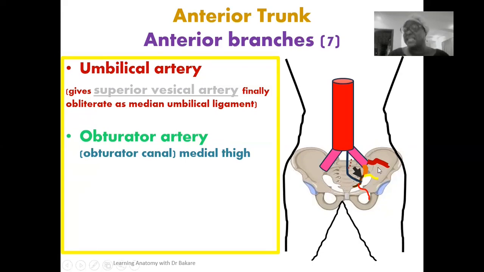So after the emergence of the obturator artery from the anterior trunk of the internal iliac artery, you see that this artery is directed towards the obturator canal. This is where we have the obturator foramen. The obturator foramen is further transformed into the obturator canal, and this is done by the obturator membrane. So we have the obturator membrane here highlighted at this point.